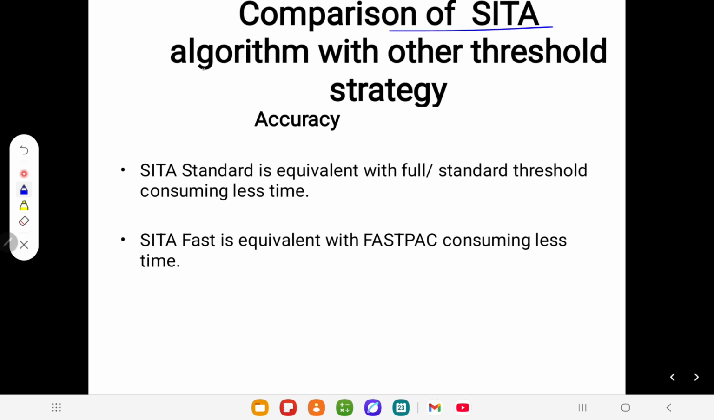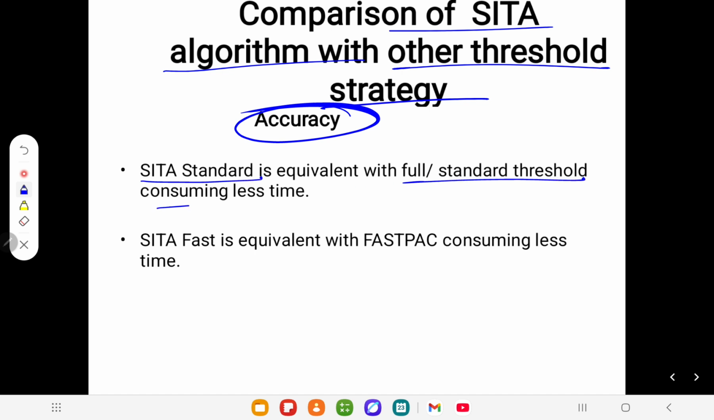Now, a comparison of the SITA algorithm with other threshold strategies in accuracy. SITA standard is equivalent to full standard threshold in accuracy while consuming less time, because full standard threshold consumes more time. At the same time, SITA fast is equivalent to fastpac, consuming less time. Even more, SITA fast takes less time than fastpac.